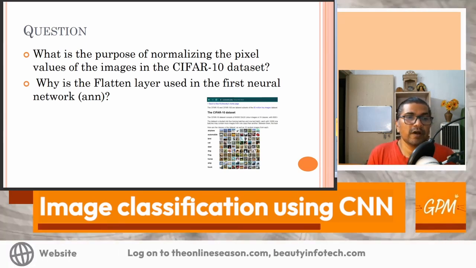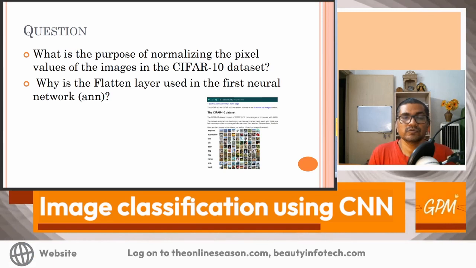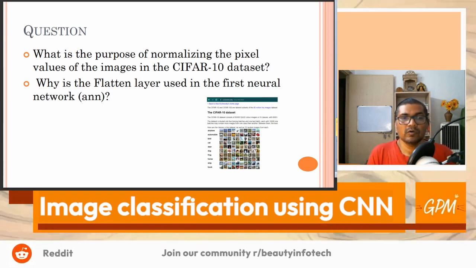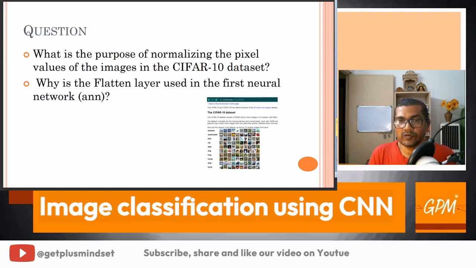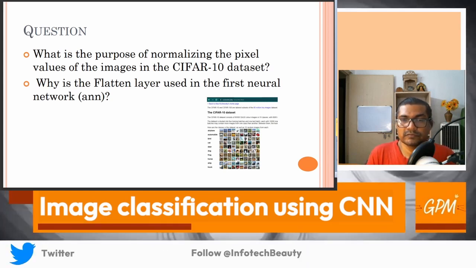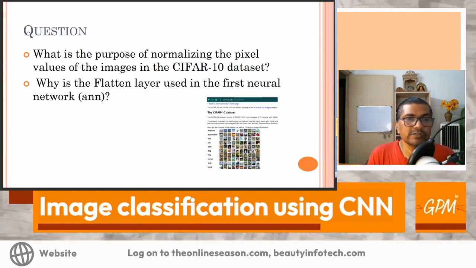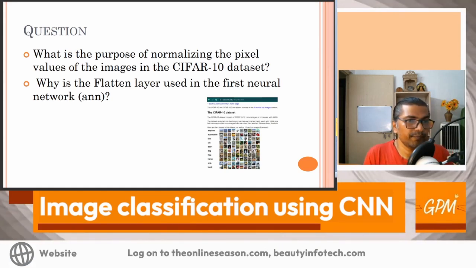By dividing each pixel value by 255, we transform the image data to a continuous range, which is suitable for training neural networks efficiently.